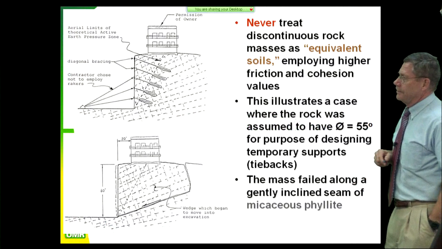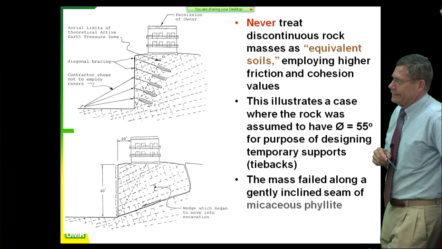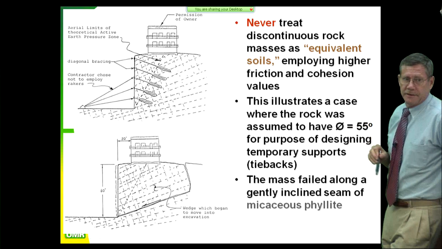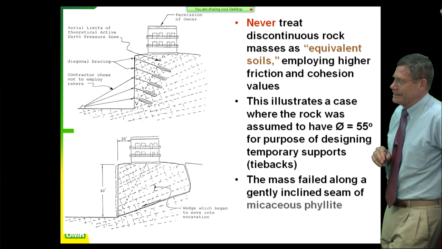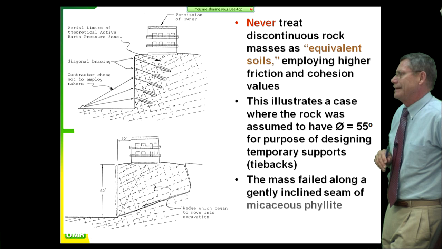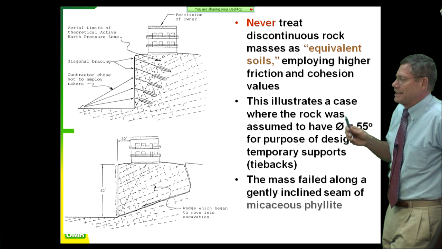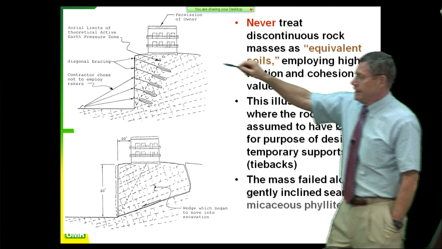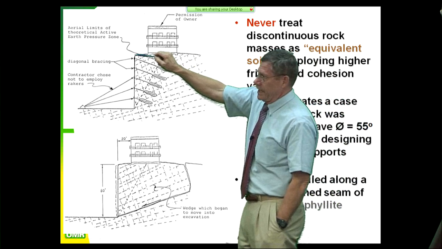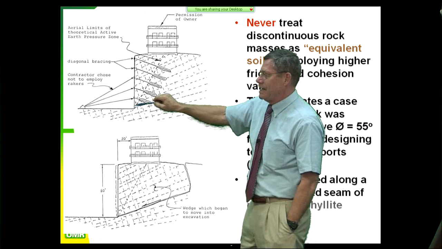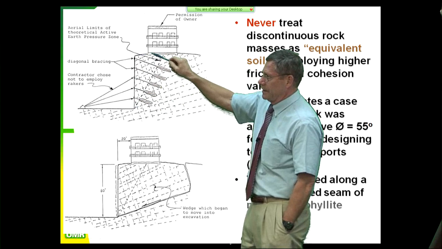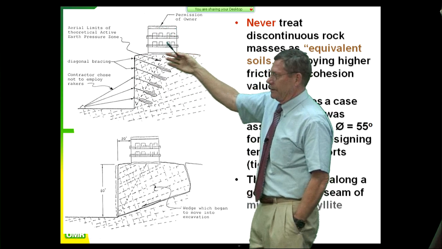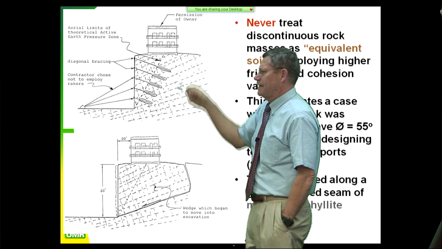What I've got here to show you is a real good example of how you don't want to treat discontinuous rock as an equivalent soil mass. This is a case involving a nationally renowned geotechnical firm in San Francisco. They didn't have a geological engineer on staff, so they got all these soil engineers on staff. So they had to do design for a retained excavation for a large office building, 80 feet high, vertical, beneath an existing apartment building with a gorgeous view of San Francisco Bay.